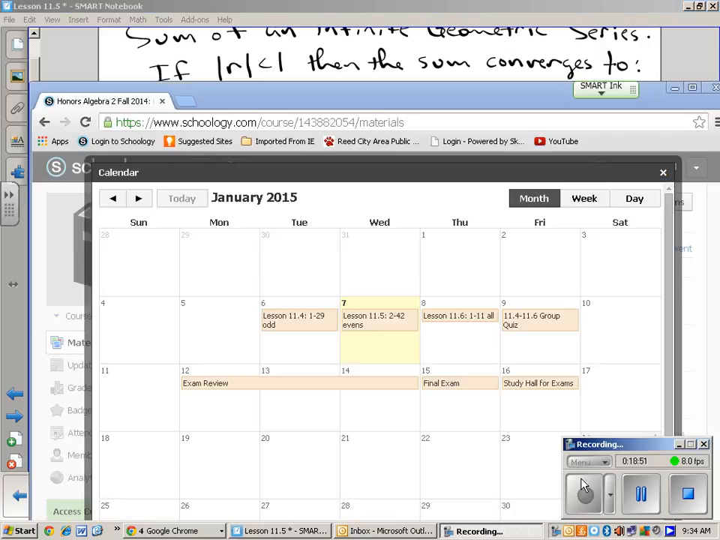This may change a little bit. For right now, this is what I have for the rest of our semester. Today we're doing 2 to 42 evens on 11.5. Tomorrow we're going to do 1 through 11 all on 11.6. They're a little time consuming. Tomorrow they're not difficult, but they're a little time consuming.